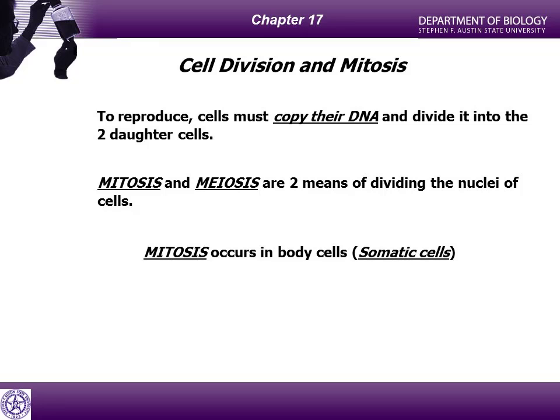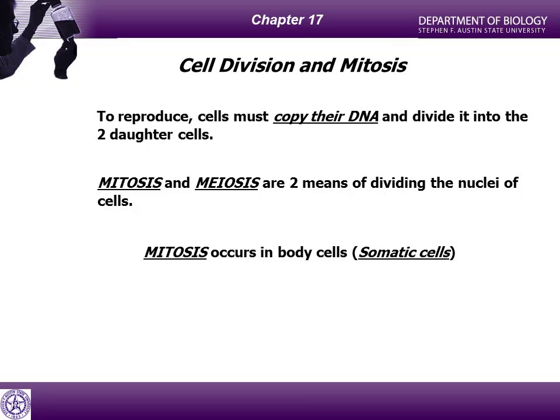Mitosis. This is the division of your body cells, or what we call somatic cells. Soma in Latin means body. So the vast majority of cells in your body, when they replicate, are going to undergo mitosis. There is only one population of cells in your body that undergoes meiosis. And that's going to be the cells that give rise to either the egg or the sperm.